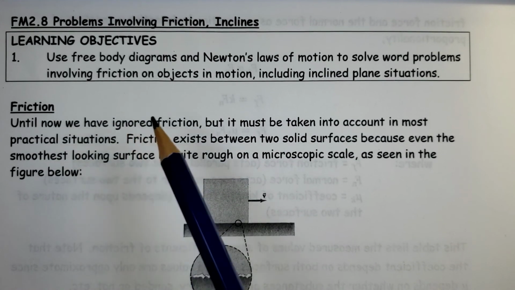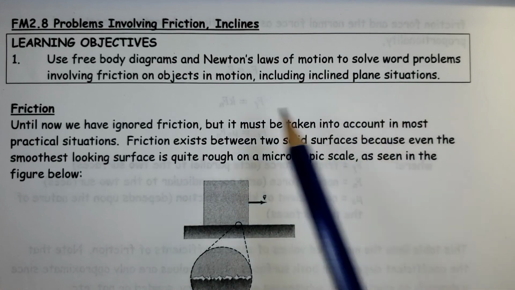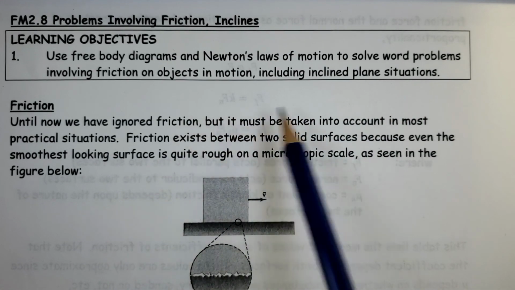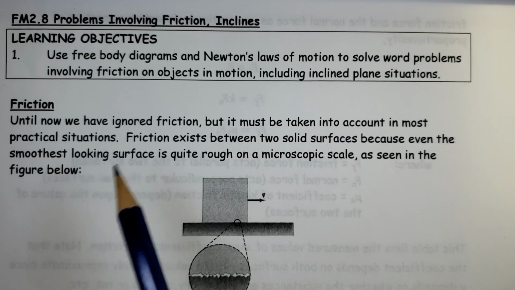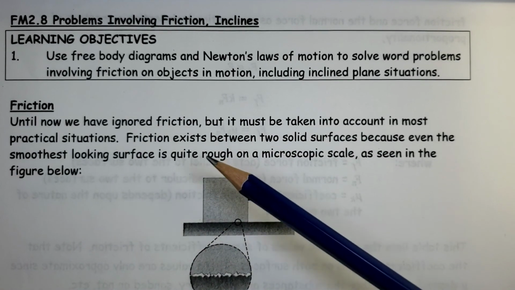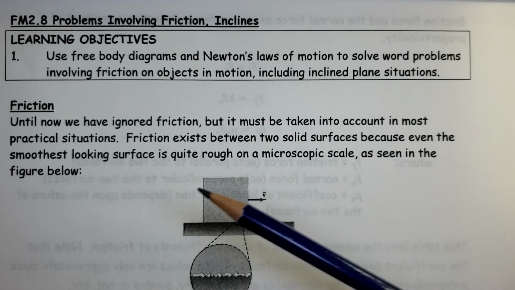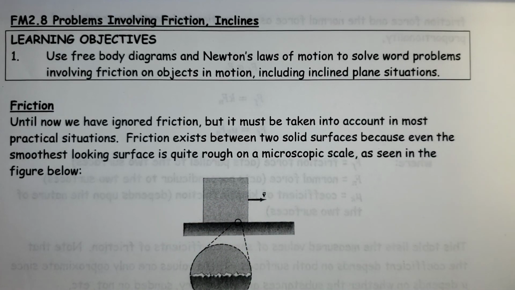Use free-body diagrams and Newton's laws of motion to solve word problems involving friction and objects in motion, including inclined plane situations. So, friction. Up until now, we've ignored friction, but it must be taken into account in most practical situations. Here on Earth, we always have friction. We can't get around it, so we have to consider it. Sometimes it's a lot of friction, sometimes it is a small amount of friction.